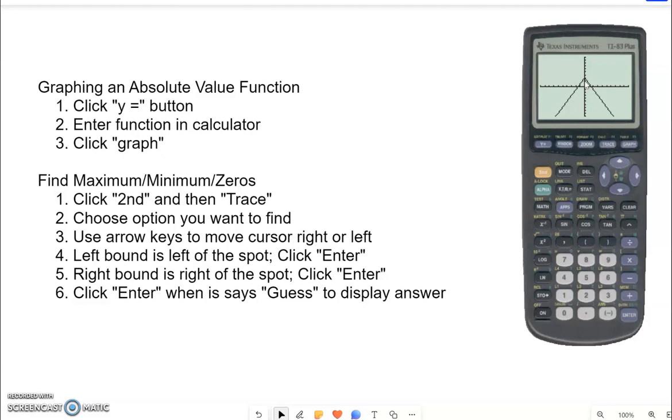And now I can find the maximum, the minimum, or the zeros. In this case, because it opens downward, I have a maximum. So to find the maximum, and in this case also it would be our y-intercept because it crosses the y-axis right up here, I'm going to hit the second button, trace, and we're going to find the maximum, number 4.